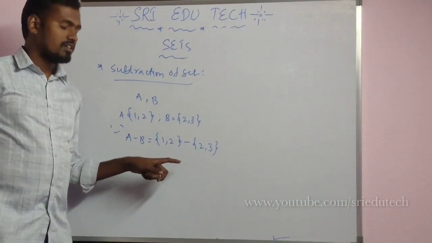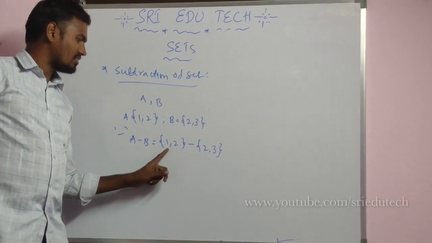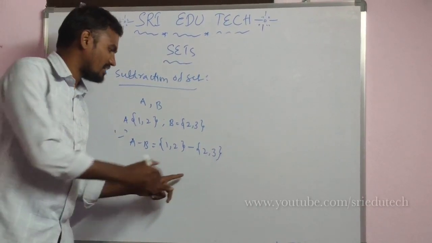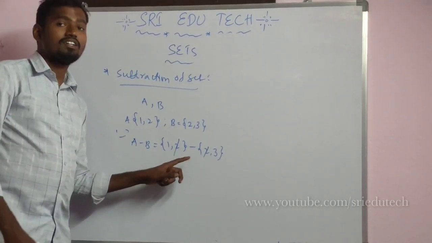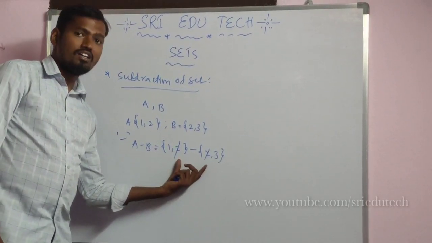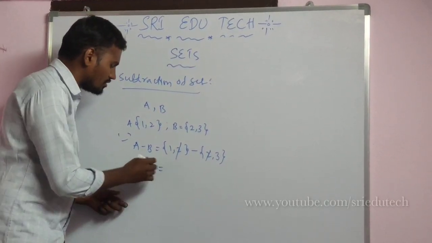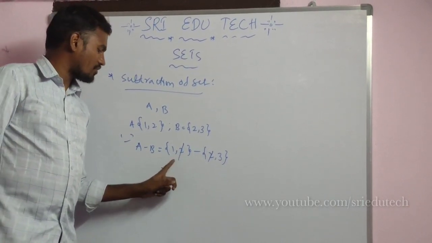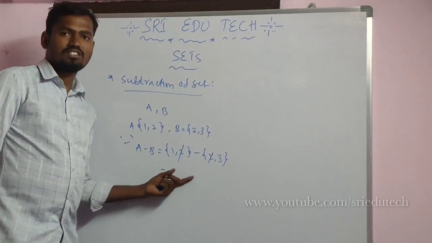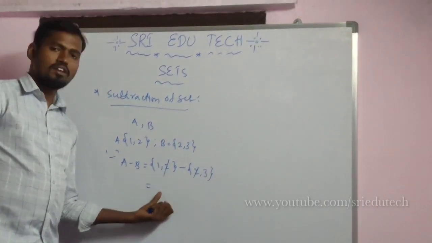Subtraction of sets means the same elements in the two sets are cut, and after that the remaining elements of the given first set belong to A minus B. So which is the first set in the given question? A is the first set. So which is the remaining element? 1 is the remaining element.